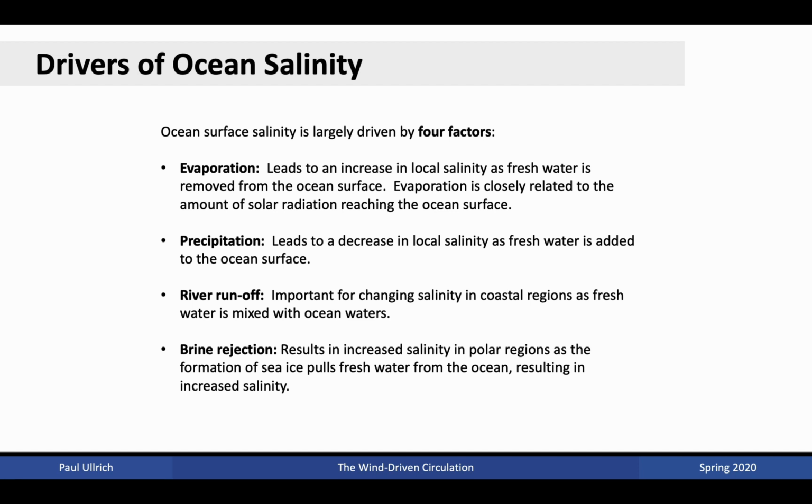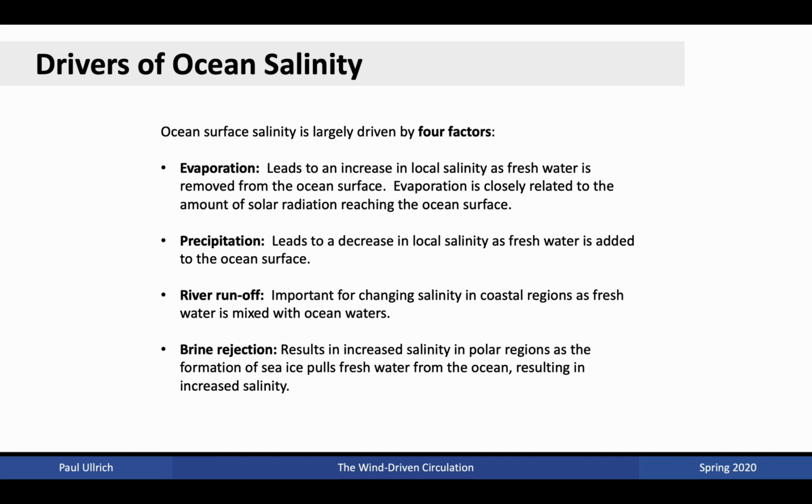Ocean salinity is primarily driven by 4 factors. 1, evaporation. Namely, as fresh water evaporates from the ocean surface, it leaves behind salt. That salt then leads to a higher density of salt in the ocean waters, hence driving up the local salinity. The amount of evaporation that occurs is closely related to the amount of solar radiation reaching the Earth's surface.